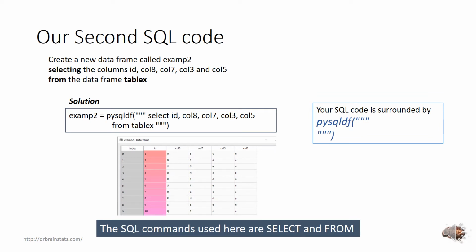Now let's go to our second SQL code. We want to create a new data frame called example2. We're going to select the columns ID, col8, col7, col3 and col5 from the data frame tablex. As we see from solution, it's still straightforward, just select our columns from tablex. But as you may notice now, the data frame column order has changed, mainly due to the way we have listed the columns in our code.